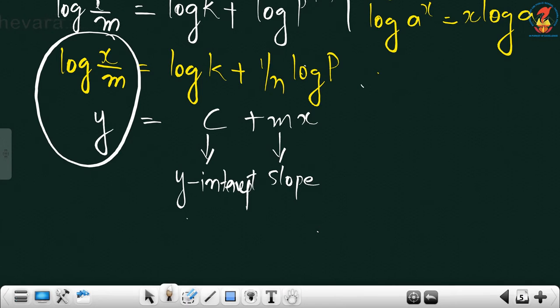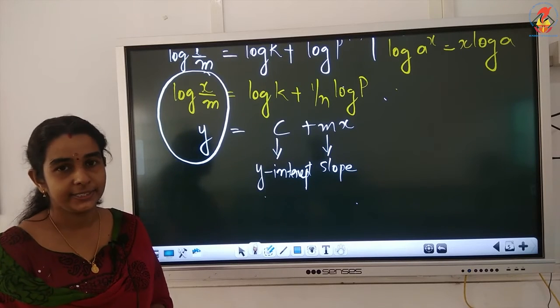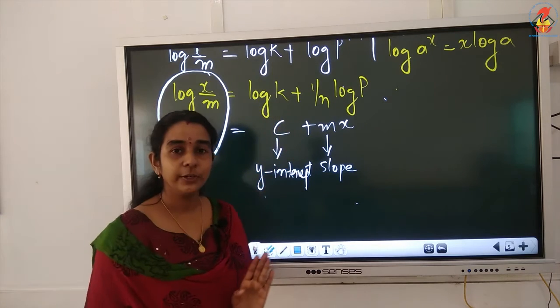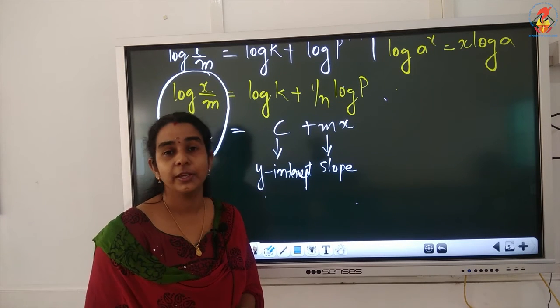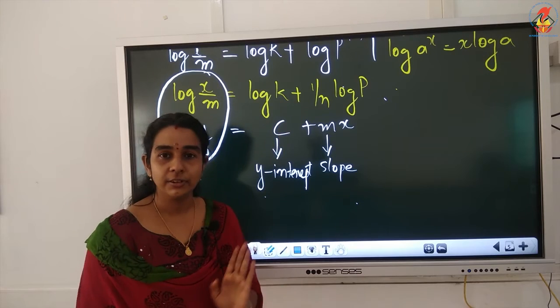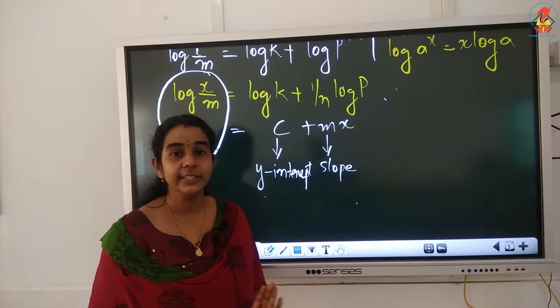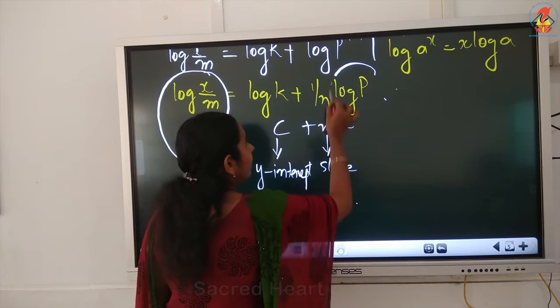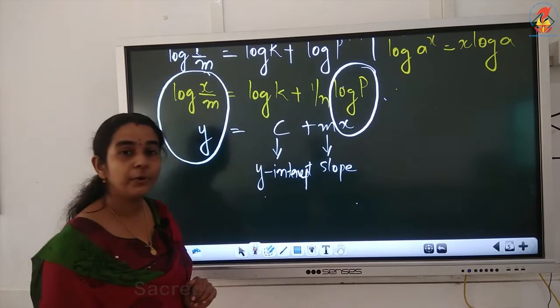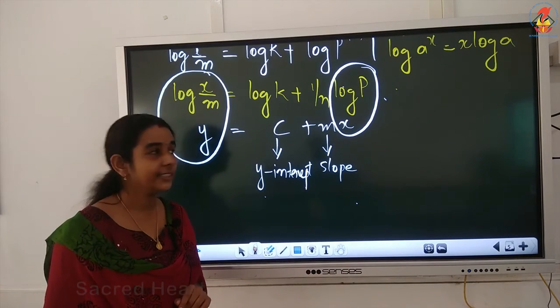And we know that the x and y should be variables. And on the right hand side of this equation, why are we taking log p as x itself? Because the other two terms are constants. The only variable here is pressure. So log p represents our x. So we are plotting log p against the x-axis.